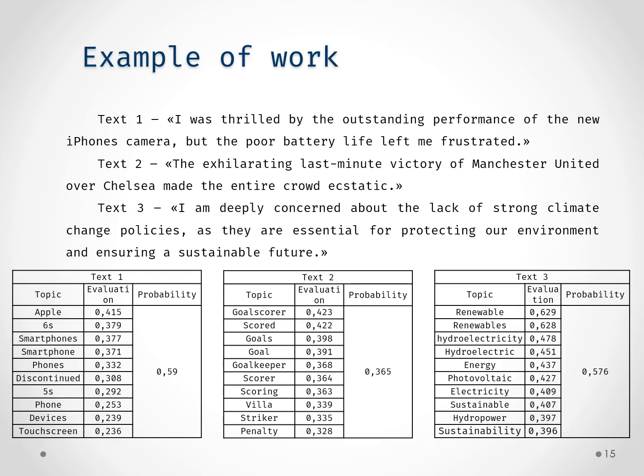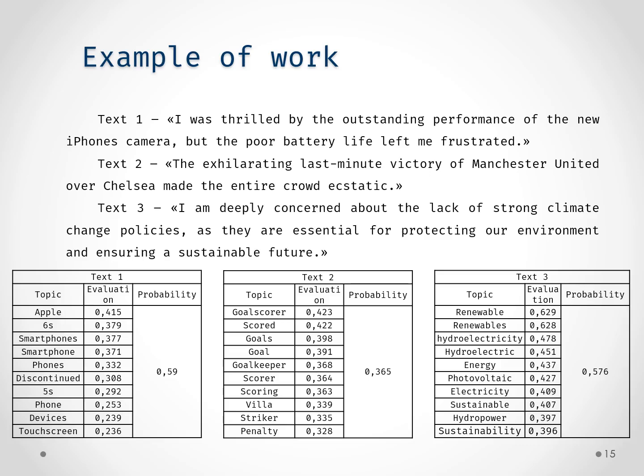Let me explain the result from these tables. Using the example of text 1 for BERTopic model, the main topic is Apple. The score is equal to 0.41 approximately. The probability is 0.59 approximately.